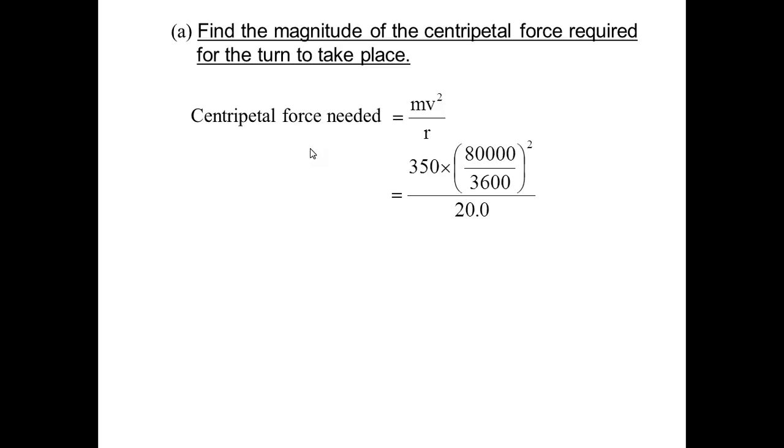The v is given in kilometer per hour. You need to convert that to meter per second. So with that, we get the centripetal force to be 8640 Newton.